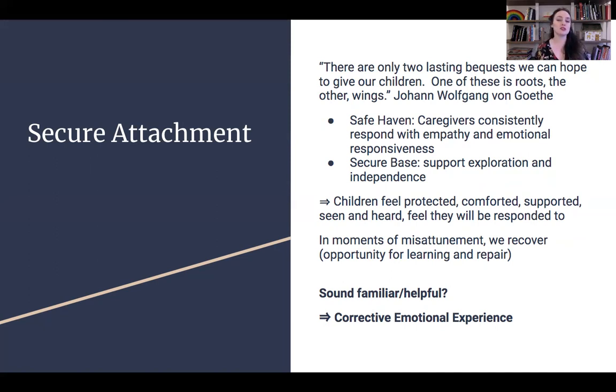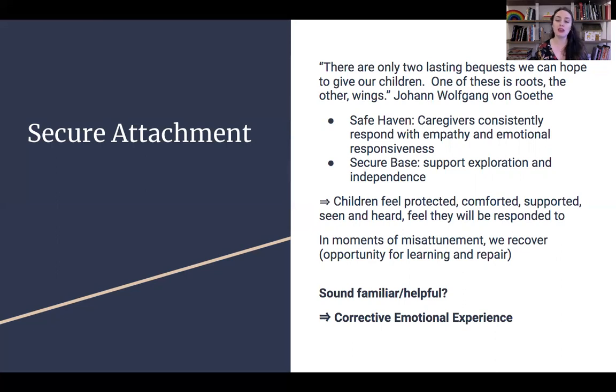And in moments of misattunement, this is really important for parents and therapists. In moments of misattunement, we can recover. We have an opportunity for learning and for repair. So this is our thread here. This allows for that corrective emotional experience.